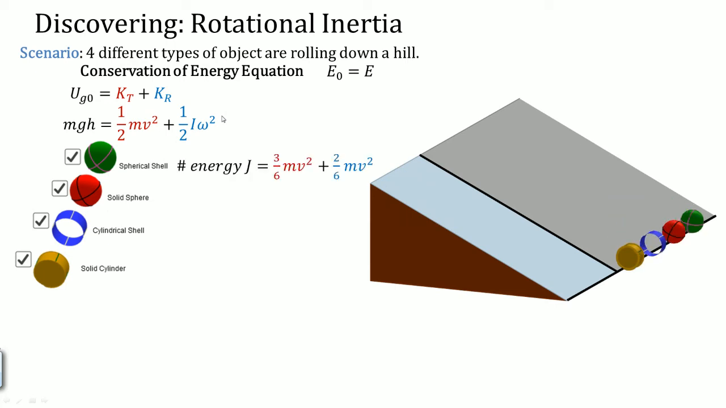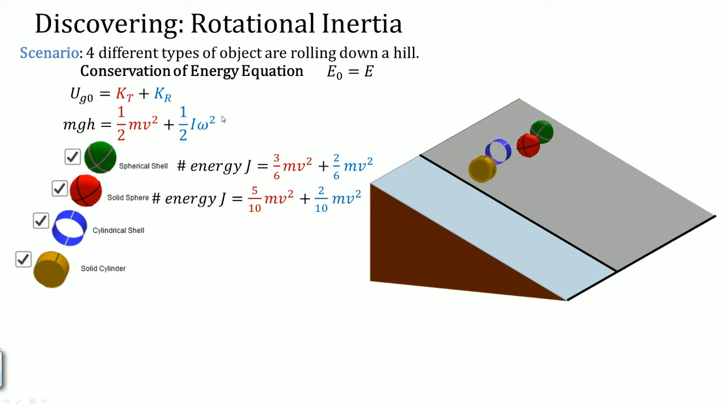For the first one, it was 3/6 mv squared plus 2/6 mv squared. Then for the spherical shell, which was green, the last one that we did was the solid sphere. It is 5/10 mv squared plus 2/10 mv squared. Notice the ratios are way different here. There are three things that you need to note.